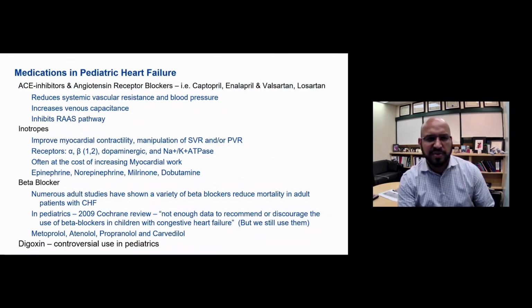And this is just a summary slide with regards to the medications that we use with regards to ACE inhibitors or angiotensin receptor blockers, inotropes that improve myocardial contractility, but often at the cost of increasing myocardial work. And we often use epinephrine or milrinone. And then when it comes to beta blockers, the adult studies have been very powerful with regards to the mortality benefit of beta blockers. The pediatric data is not as consistent, but we do still use them in symptomatic heart failure, as well as digoxin. However, the use is also controversial in pediatrics.